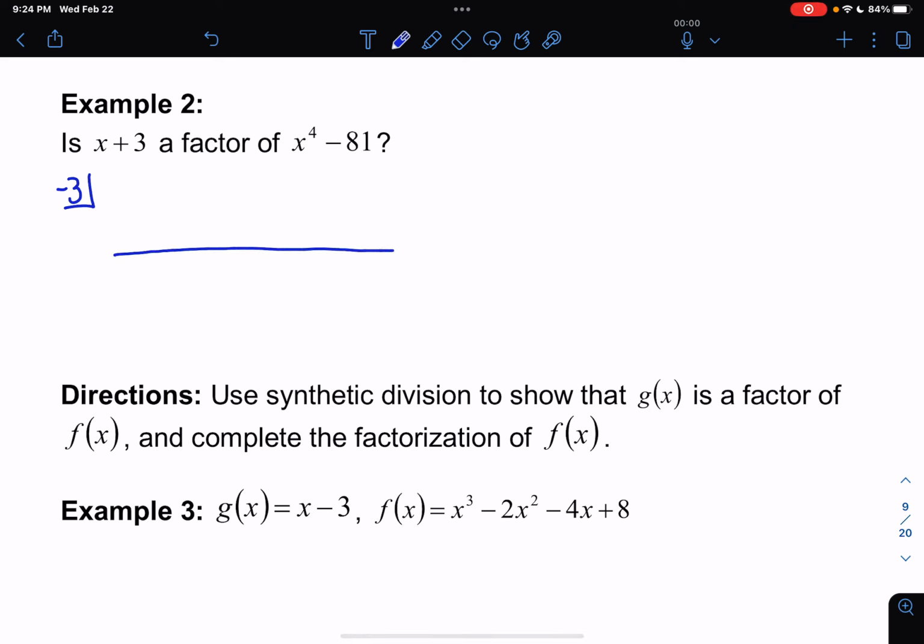And then setting up, remember that we want to make sure we have all of the exponents represented. So beginning with 1x to the fourth, there is no x to the third, so we have to put 0x to the third plus 0x to the second plus 0x minus 81. Our setup then uses the coefficients 1, x to the fourth, 0x to the third, 0x to the second, 0x to the first, and -81.